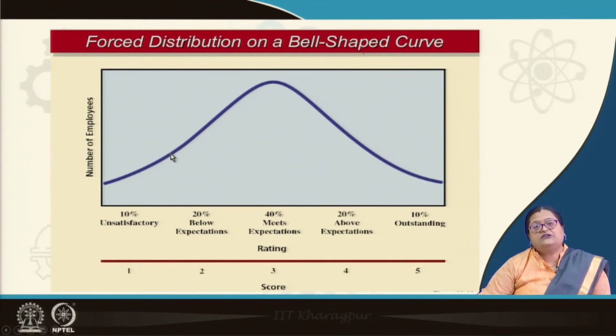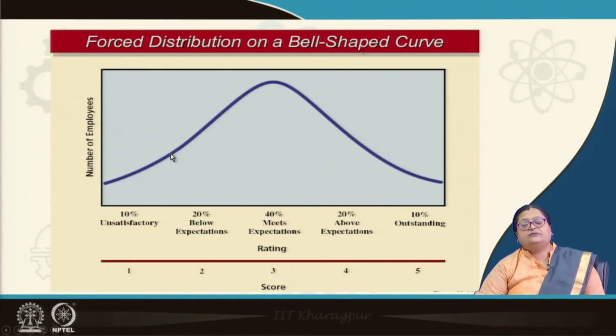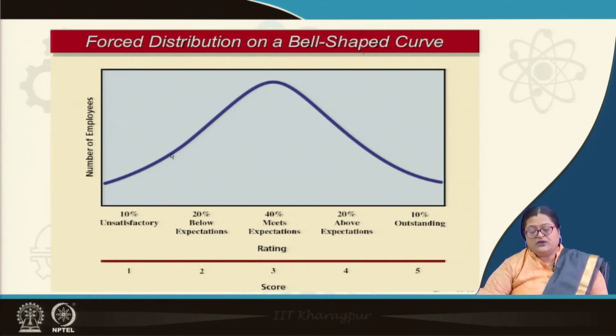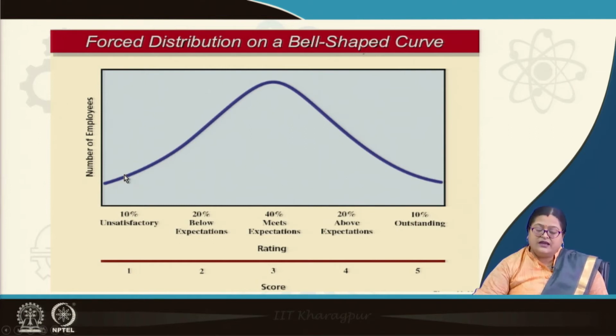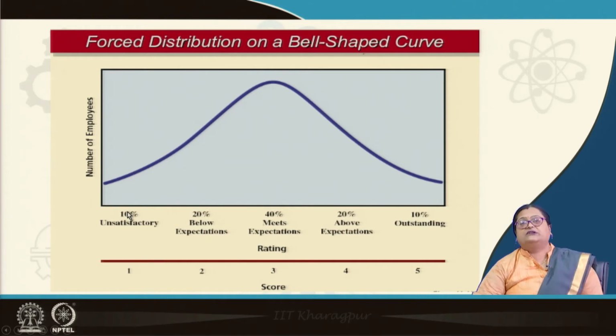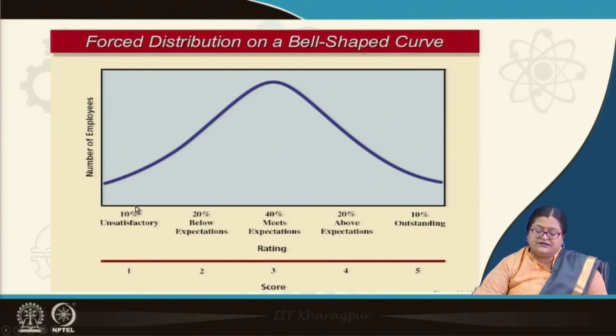So this is a picture of the forced distribution on a bell-shaped curve where you by force put people into different groups on the left and the right side of the bell curve, and people may have reservations about putting candidates in the extremes of this, either outstanding or unsatisfactory, especially for this unsatisfactory, whether to by force put some candidate into the unsatisfactory layer.